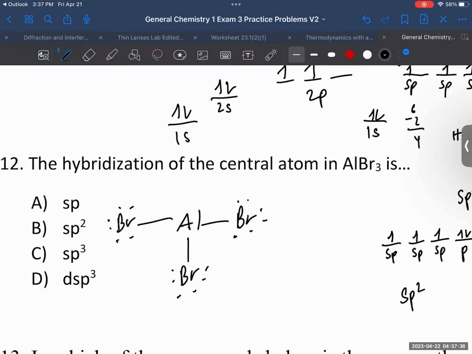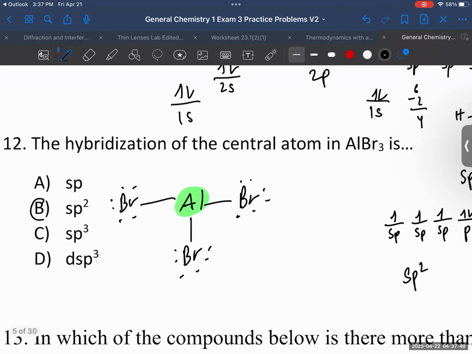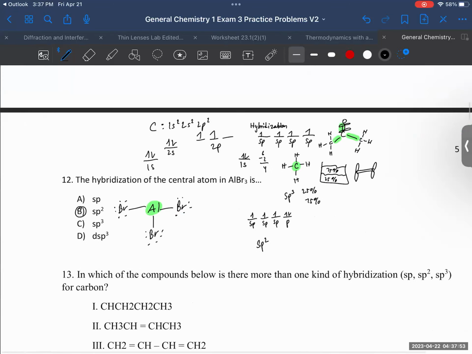So what's the hybridization of this aluminum right here? SP2. So the answer is B, SP2, because there are three things attached.